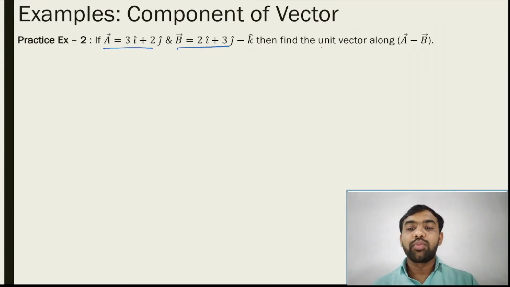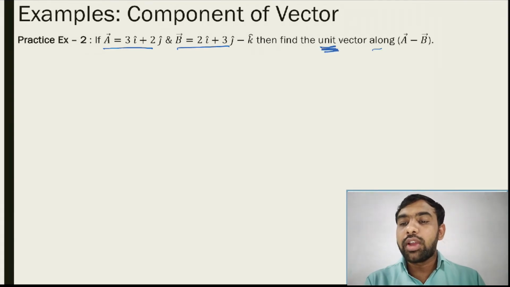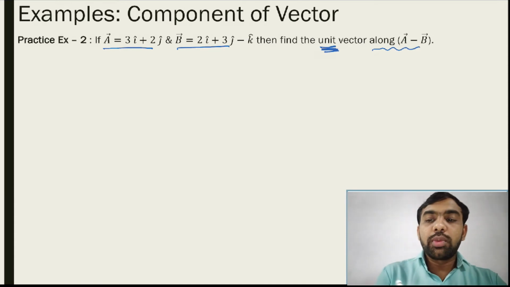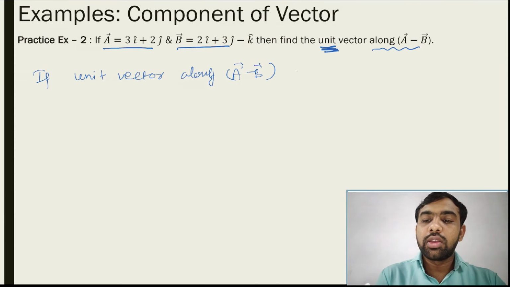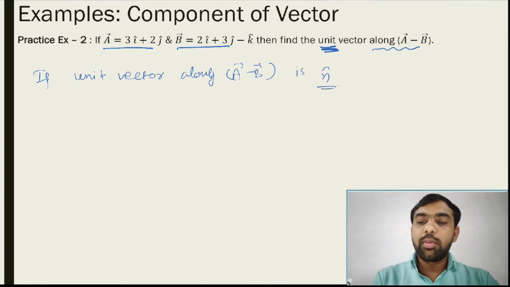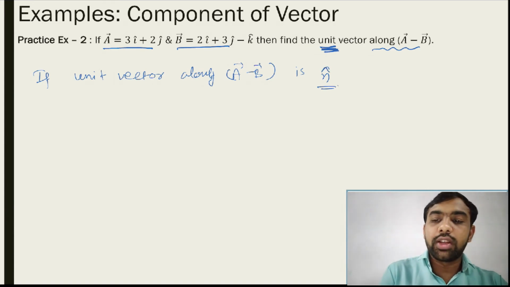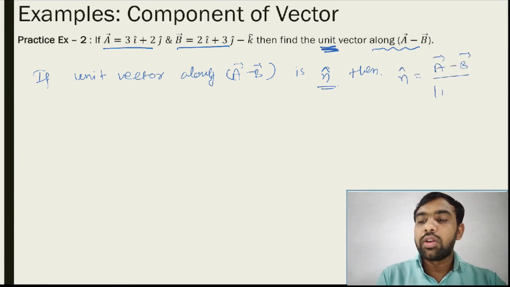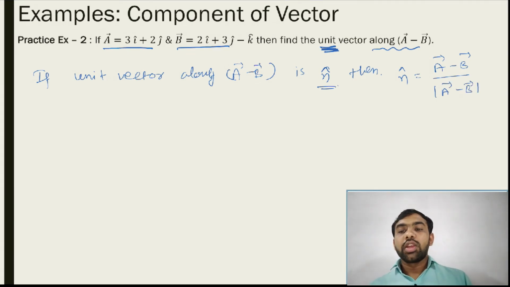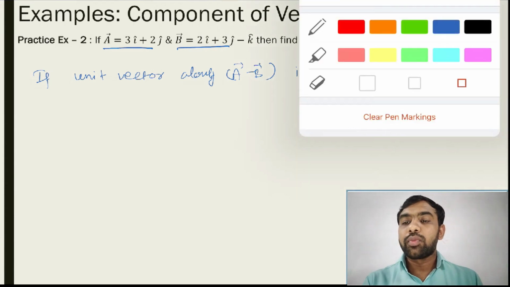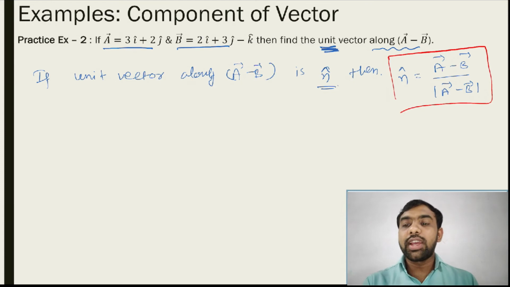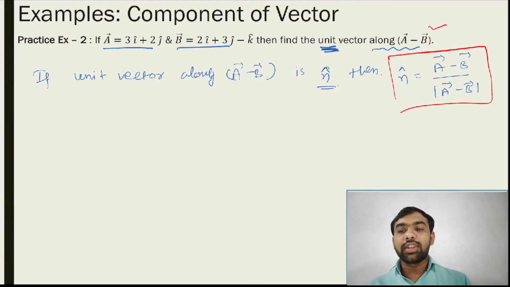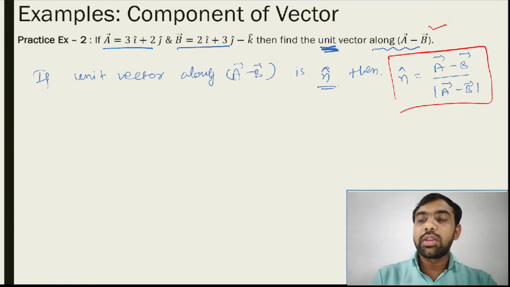If A is this one and B is this one, find the unit vector along A minus B. Suppose the unit vector along A minus B is n cap. Then n cap is equal to the vector upon its magnitude. Yes or no? The equation of any unit vector is vector upon its magnitude. So along A minus B, we need the vector A minus B upon the magnitude of A minus B. Let's find A minus B.